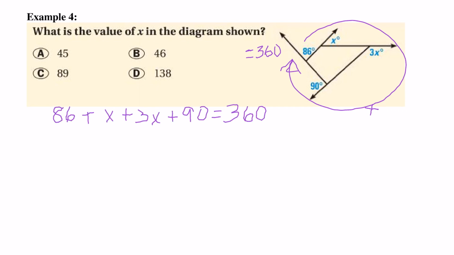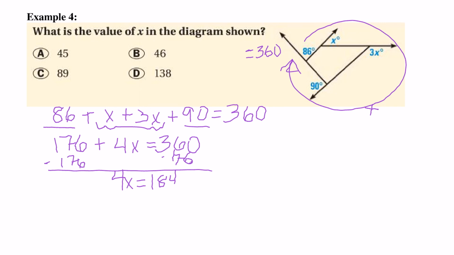So next we can combine our like terms together and we end up with 176. When we combine our x and 3x together, we get 4x. When I subtract the 176 to the other side, now I have 4x equals 184. When I divide both sides by 4, I end up with 46 for my x. So there is my answer right there.